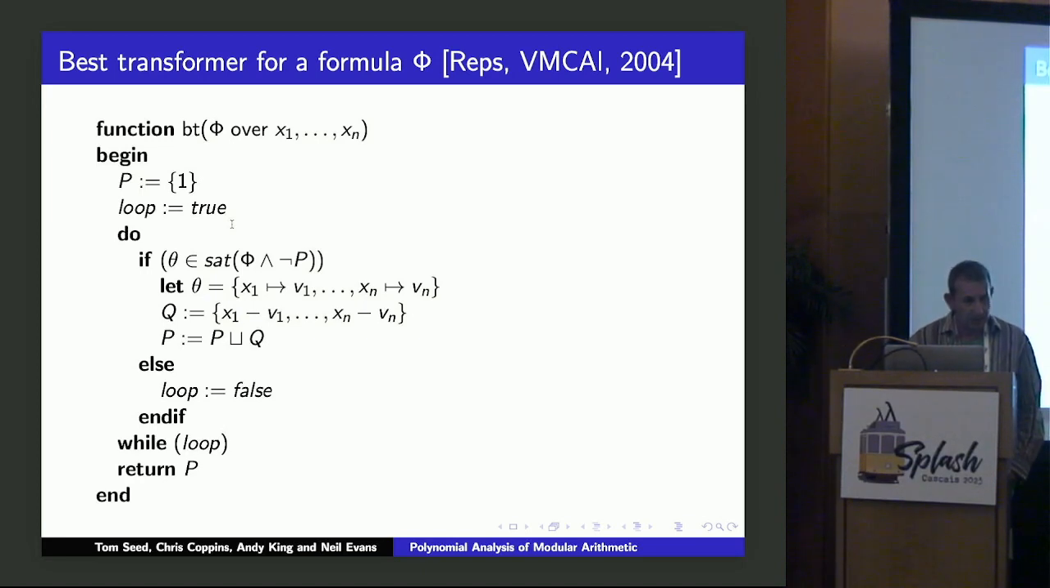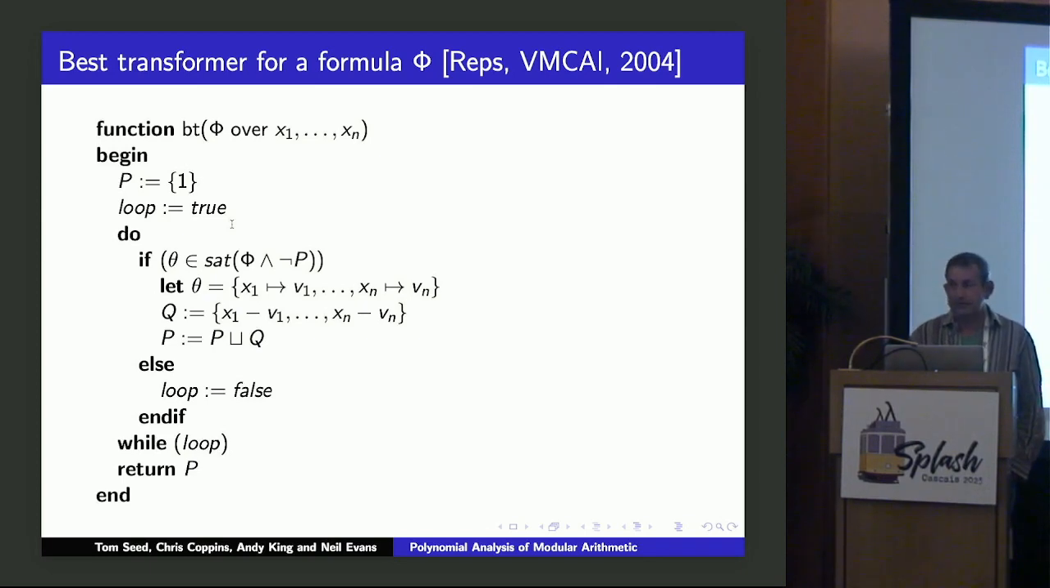So how does it work? Well, we iteratively relax our system of polynomials P. Firstly, we set P to be an unsatisfiable system. That's a polynomial system which has just got one polynomial in it, 1, which is unsatisfiable. And then we've got a loop variable.